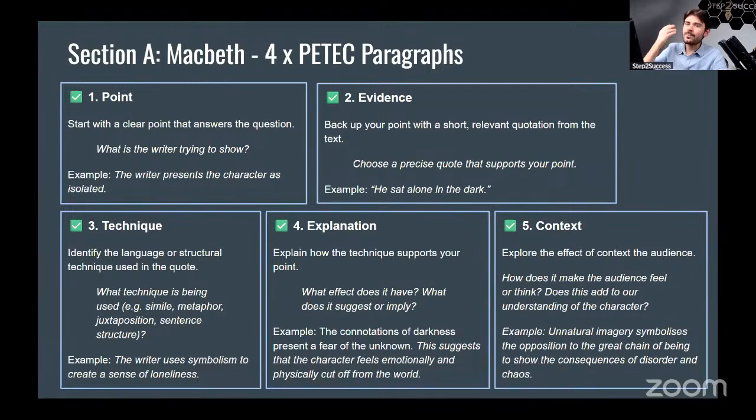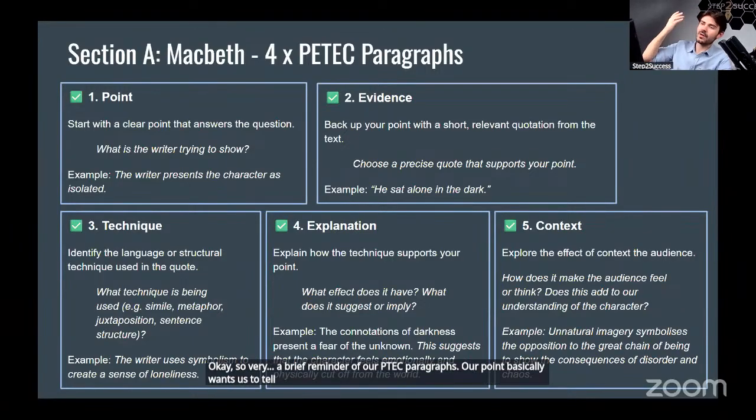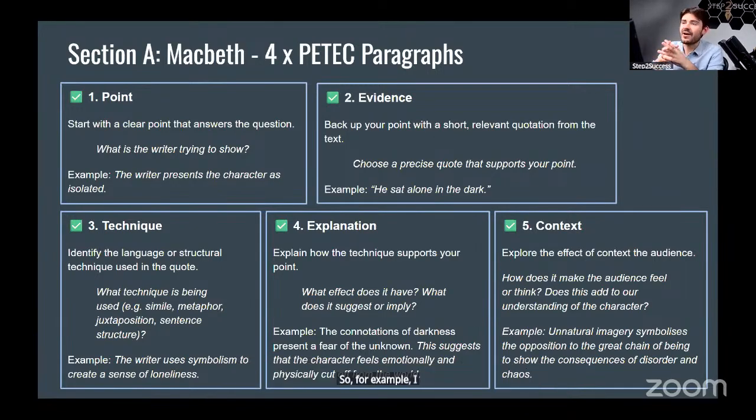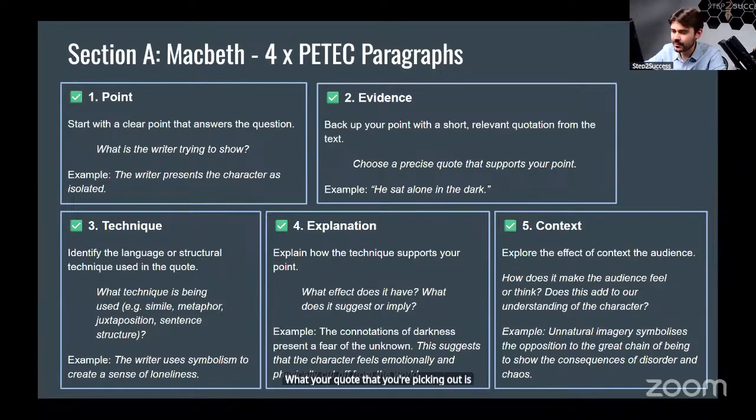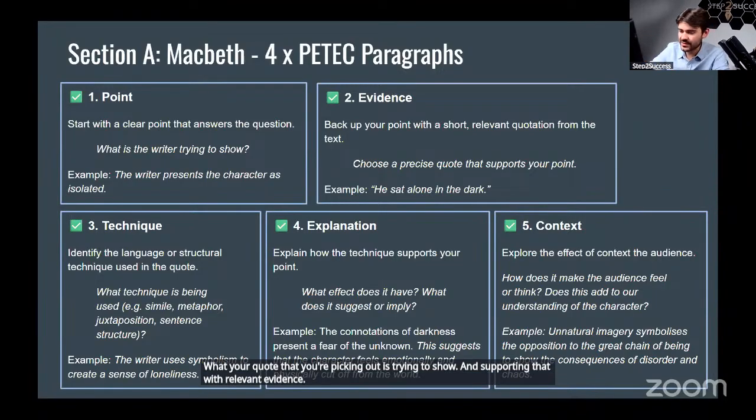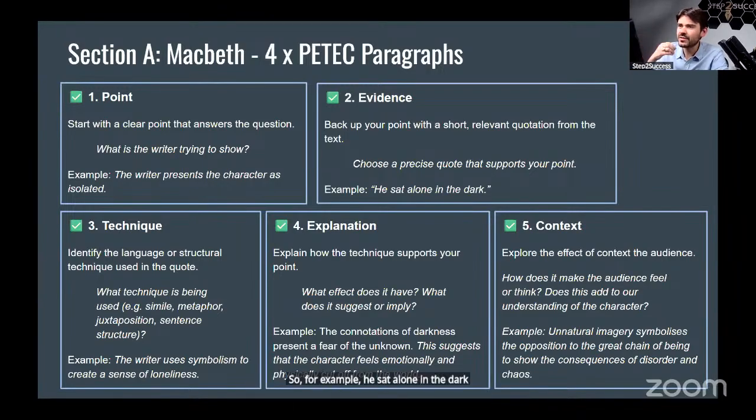Okay, so a brief reminder of our P-TECH paragraphs. Our point basically wants us to tell the marker what the writer is trying to show. So, for example, I put the writer presents the character as isolated, making a basic point about what the quote that you're picking out is trying to show, and supporting that with relevant evidence. So, for example, he sat alone in the dark, just something that supports your point from the text.